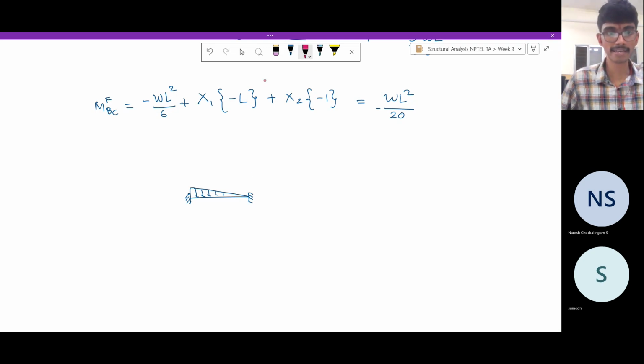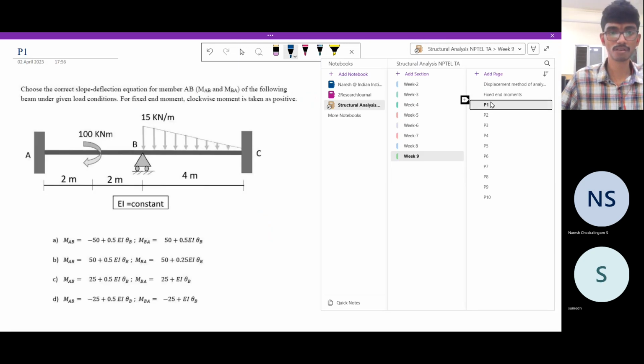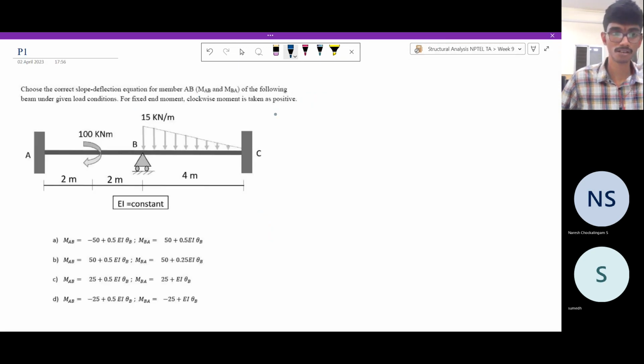Support reactions that are generated are, in this direction, WL square by 20, and in this direction we have WL square by 30. So this convention has to be taken care of while writing down the slope deflection equations. Now we are completely done. Let us write down the slope deflection equations for this problem. It is just one step and we are solved.